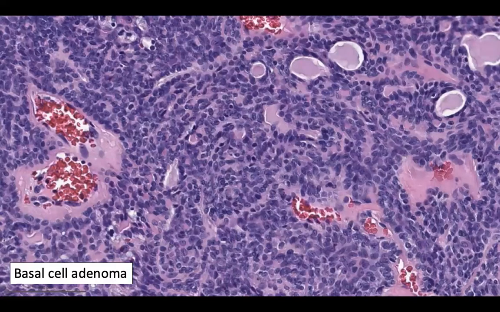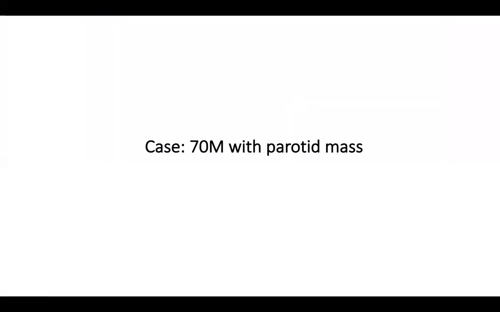So here's basal cell adenoma. Again, we have this sort of biphasic population. Sometimes it's relatively hard to appreciate, but you can always do the stains to highlight that. All right, so now let's, I'm sorry? What is your favorite myoepithelial marker?